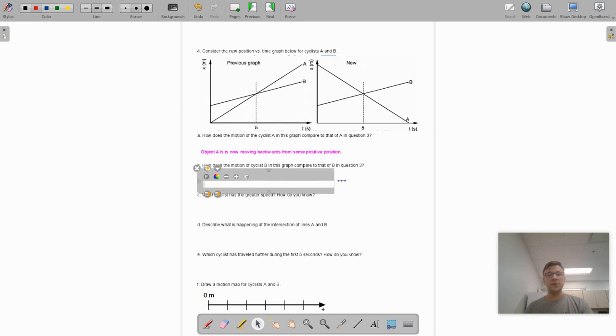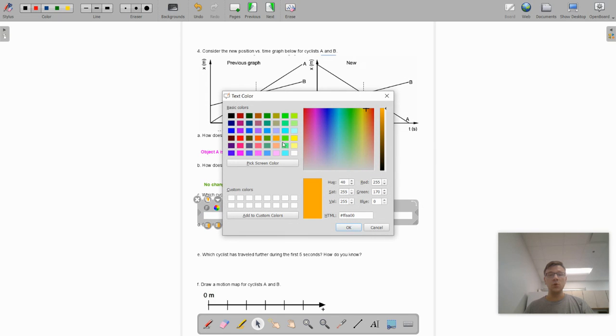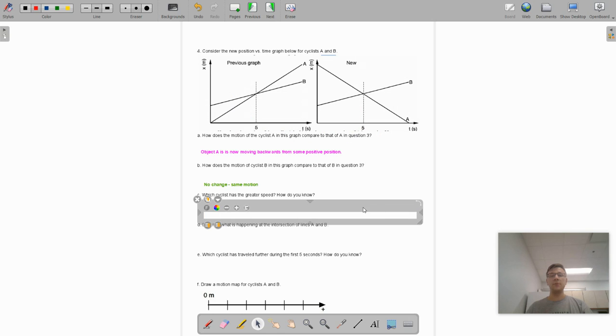So how does the motion of cyclist B in this graph compare to the motion of cyclist B in the previous graph? And it does not look like anything has changed. So no change, same motion, okay? And we can kind of see that by lining up the starting position and the ending position. They're in the same spots. It looks like the same slope. Those lines are parallel, slash exactly the same, okay? So now it says, which cyclist has the greater speed? How do you know? And this is referring to the newer graph, the new graph.